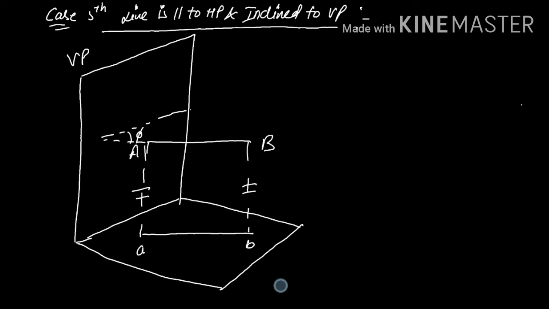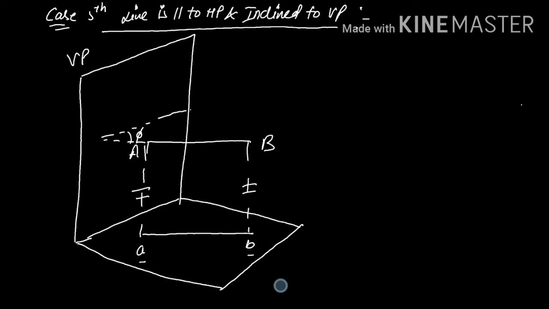ये लाइन को अगर मैं एक्सटेंड करूँगा ना, ये VP के साथ जाके यहाँ पे फाई एंगल बना देगी. तो इसका मतलब क्या हुआ कि लाइन इज इंक्लाइन टू VP. ओके, बट यहाँ पे देखा जा रहा है कि लाइन का जो दोनों एंड के डिस्टेंस है वो हॉरिजॉन्टल प्लेन से बिल्कुल बराबर पे है, तो लाइन इज पैरेलल टू HP. Okay, when you look from the top we will get AB as a projection.